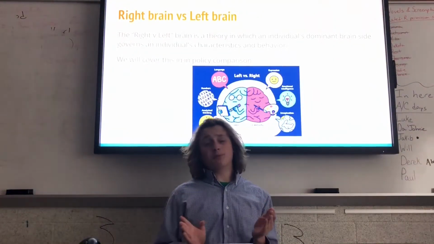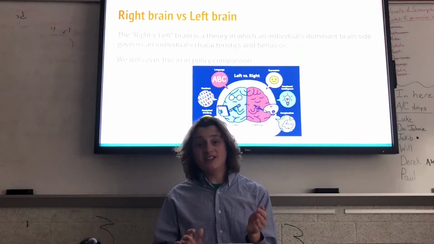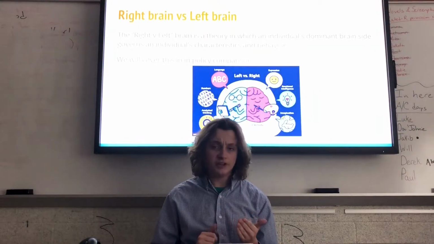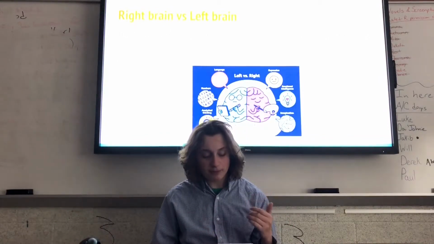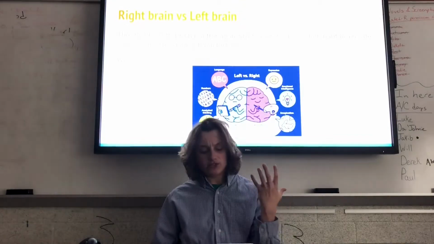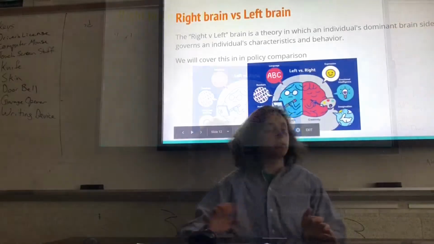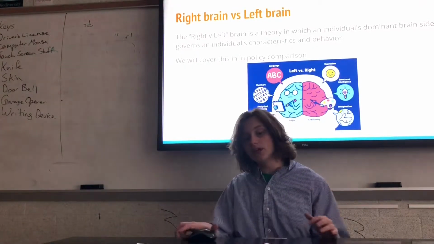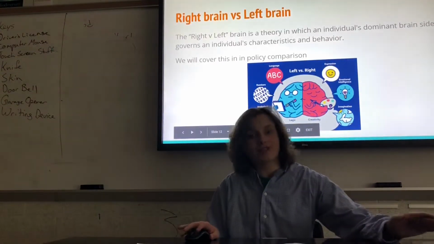The right versus the left brain is a theory about brain dominance, on which side of your brain is dominant, and therefore it has a correlation to how you act. So the left brain, as you can see, is more analytical, you're really into numbers and science, and the right brain is more revolved around imagination and creativity. So we'll cover that in a minute.